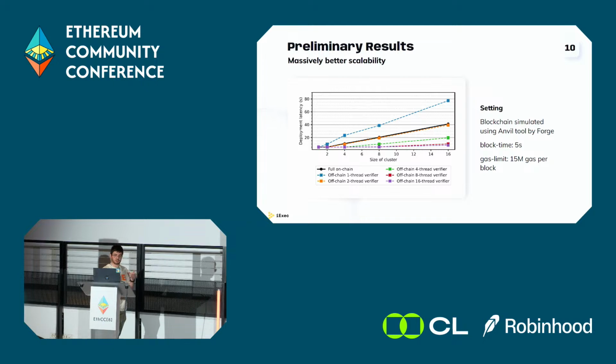And finally, just to recap, these results have been obtained using a blockchain that has been simulated using the Anvil tool that is provided by the Foundry team. And we have configured the block time of 5 seconds and the gas limit of 15 million gas per block.